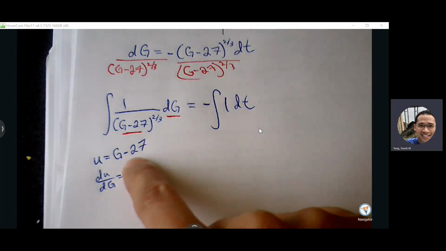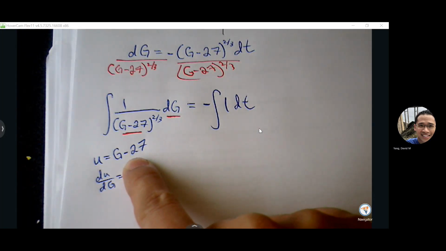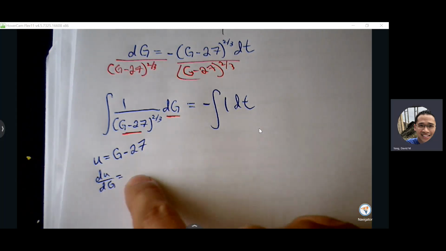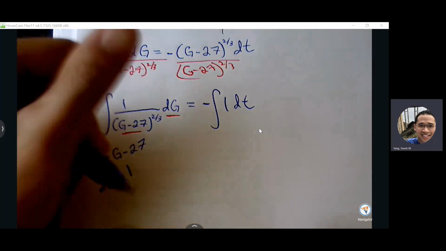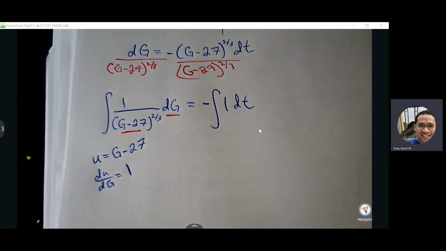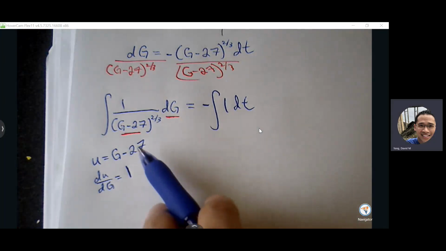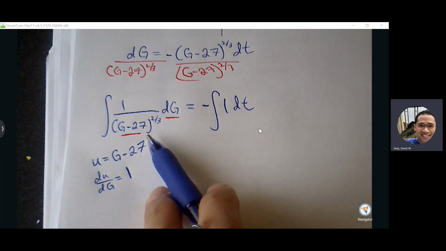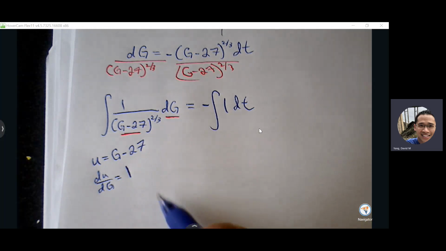What's G minus 27's derivative? Just 1, right? Yeah. Why don't you do the entire thing? Because remember, if we want to find the U value, it's always what's inside the parentheses, right? We always only want what's inside the parentheses most of the time.